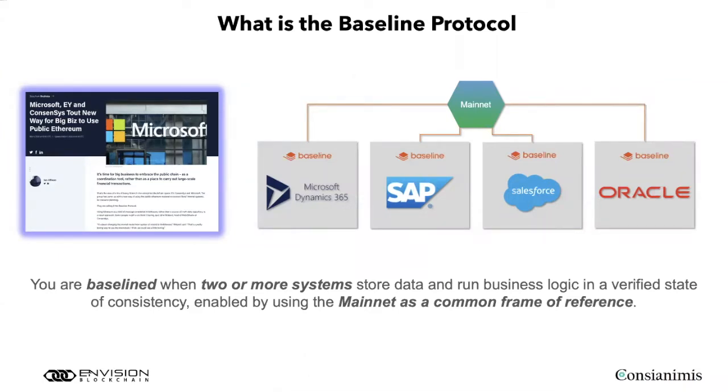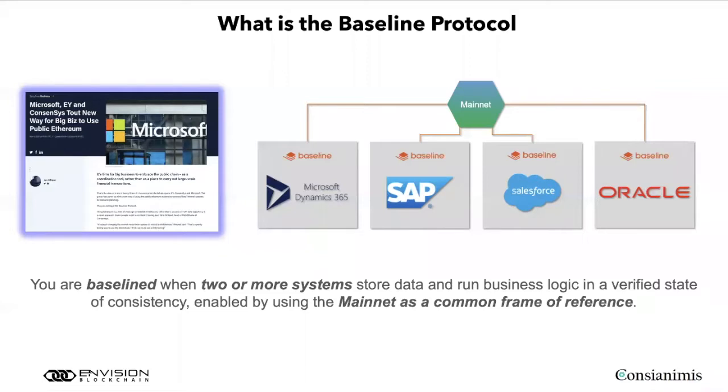So you might have heard something about the baseline protocol in the past. It's really this advancement in blockchain and cryptography in order for these business organizations to be able to work together in a way that they can still maintain this common frame of reference while not really disrupting their current business processes. And we'll get to more about that in a second, right?